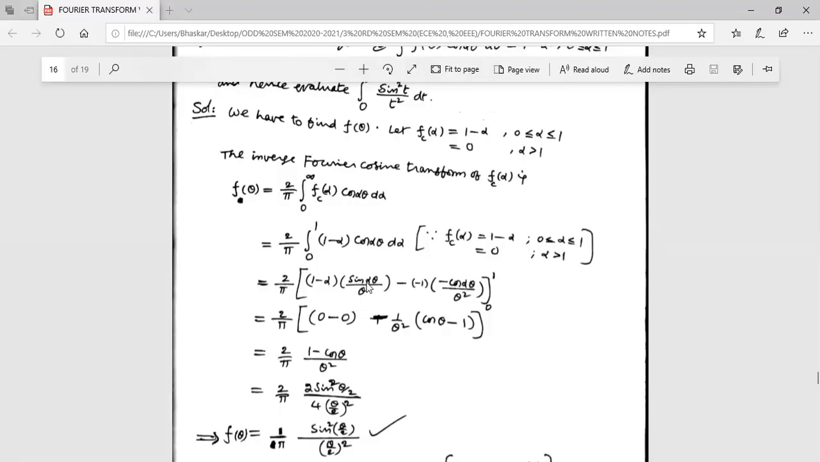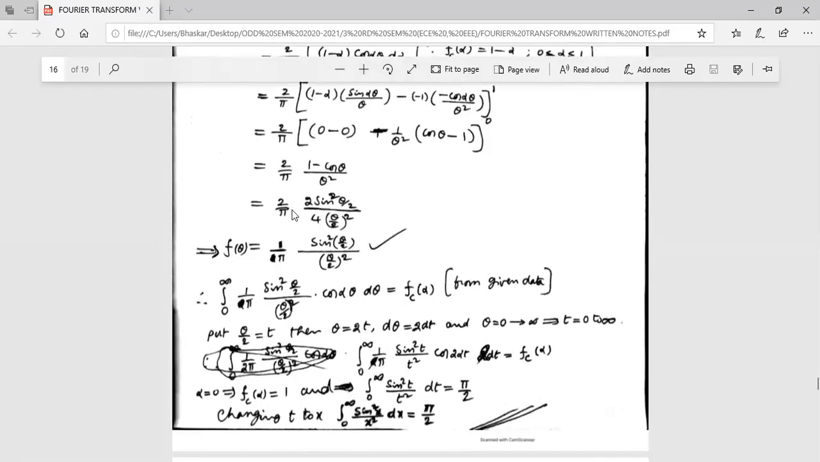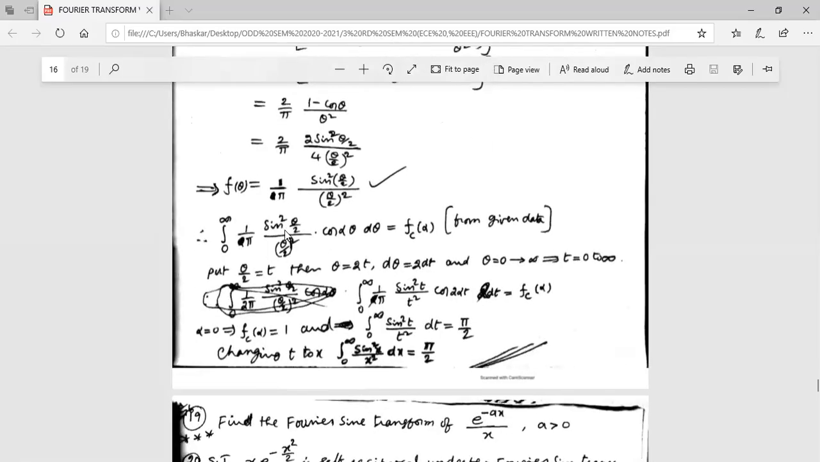This is important now. Sin alpha theta by theta minus cos alpha theta by theta square. Now 2 by pi times 1 minus cos theta by theta square. On simplifying 1 minus cos theta, we know the trigonometric formula: 2 sin square theta by 2. 2 will cancel with 4. We get sin square theta by 2 by theta by 2 the whole square. Next, we'll evaluate the second result, which is equal to FC of alpha, where theta is equal to theta by 2.